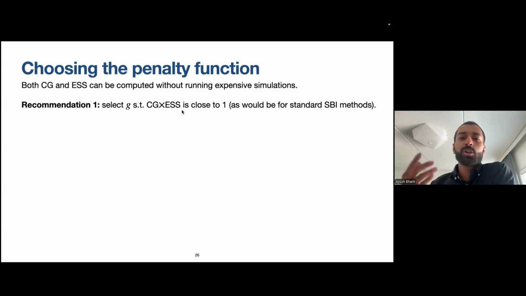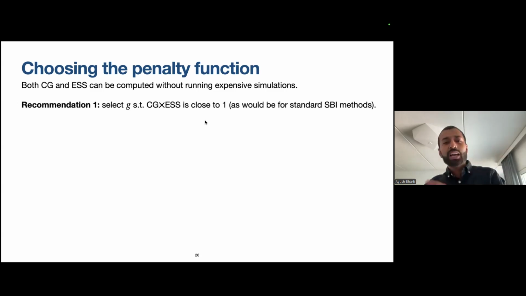ESS is going to be 1 for the standard SBI methods. If you just use the prior, it's going to be 1 for computational gain too. So it's 1 for just the normal SBI method. What we want is maybe slightly lower ESS than 1, but slightly higher computational gain, so that if you multiply them, it's close to 1 and you get reasonable results. You don't compromise too much on efficiency, but at the same time you get some computational gain as well. So that's recommendation number 1.